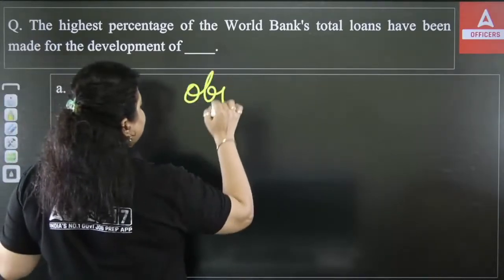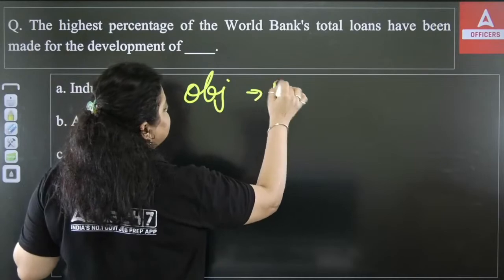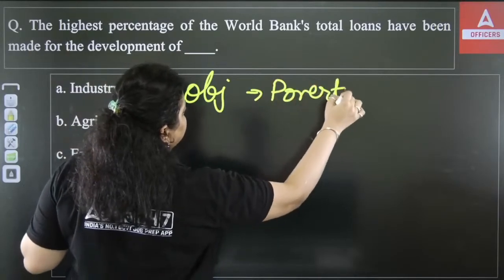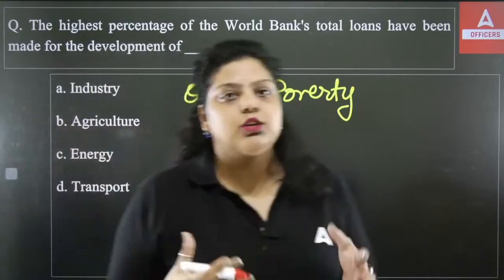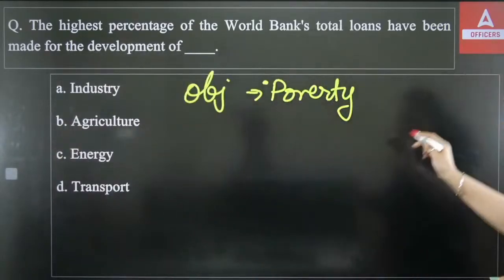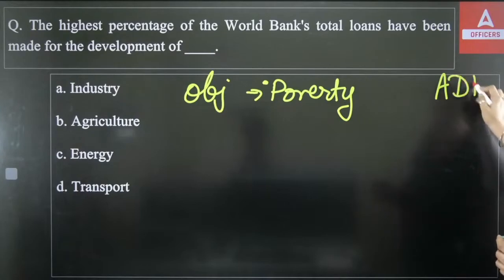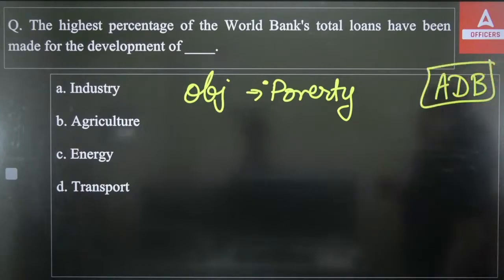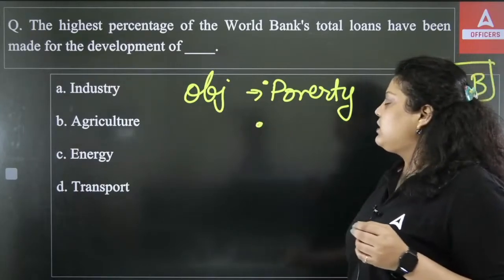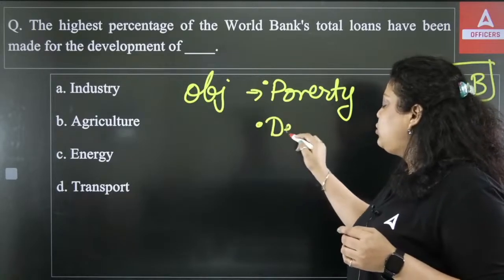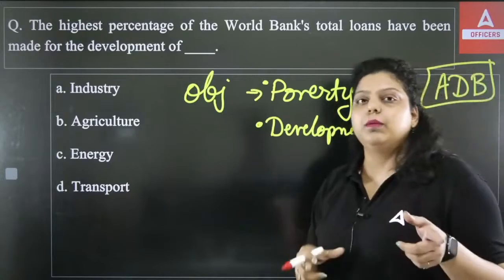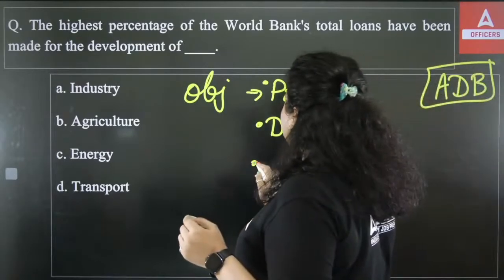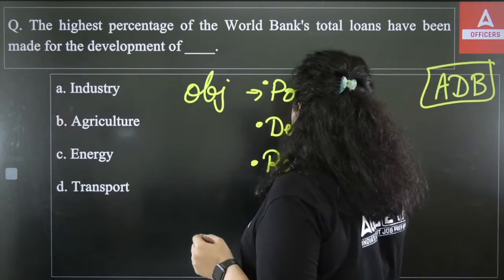So do remember that there are 3 objectives. First, to eradicate poverty. For this particular objective, to eradicate poverty from India or other Asian countries, the ADB is also working. That is the Asian Development Bank is also working for the same objective. The second objective of World Bank is to help the member countries with economic development in the member countries. And the next one is the reconstruction of the country.